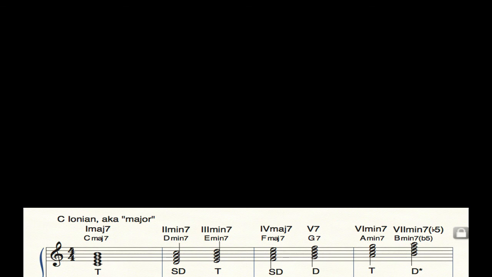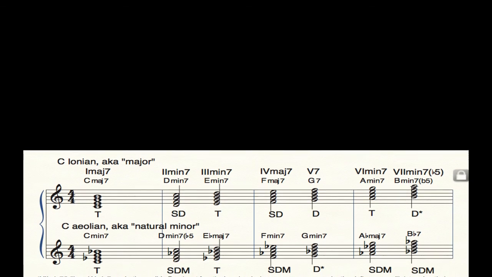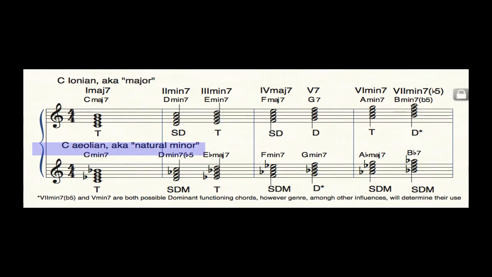Modal interchange chords are borrowed from parallel modes, modes that share the same do. This means that if you're in the key of C major, you'll be borrowing from C Aeolian or C Dorian or other modes with C as do. Notice how the major and minor keys share the same roots for 1, 4, and 5.